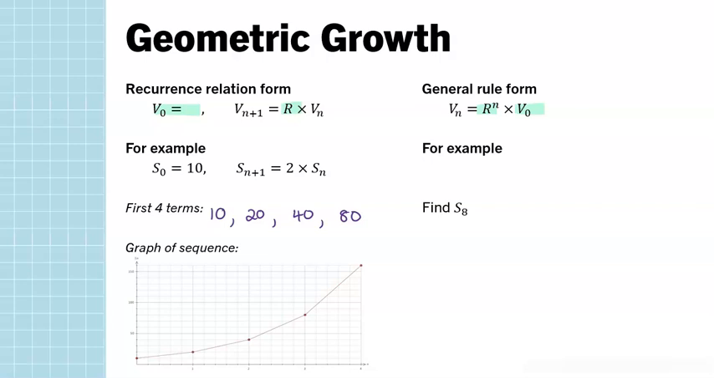Moving now to converting that recurrence relation into a general rule form. Again, we're taking our initial value and our value of R and substituting into the format for our general rule. In this case, we would have Sn is equal to 2 to the power of n times 10. Now when we're finding S8, we're substituting the value of 8 into each space where we're seeing n. So we'd have 2 to the power of 8 times 10, and that gives us a value of 2,560 for S8.